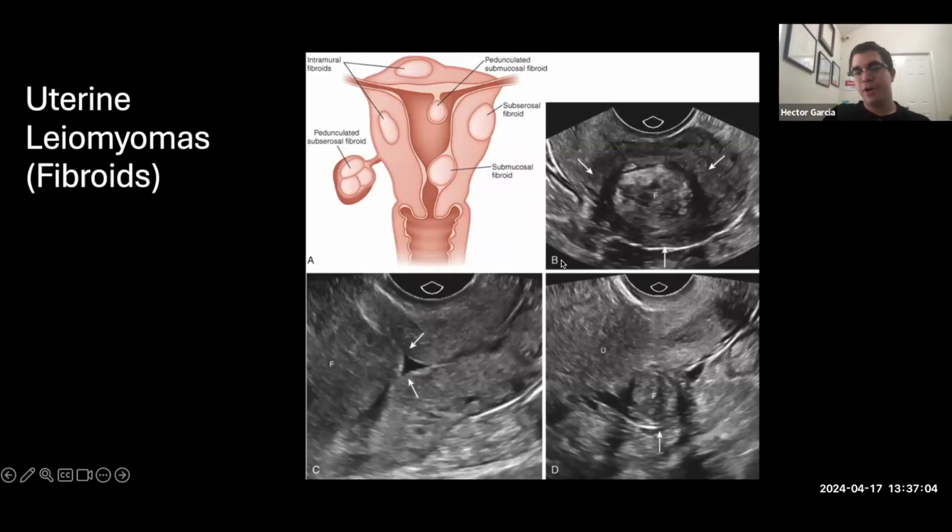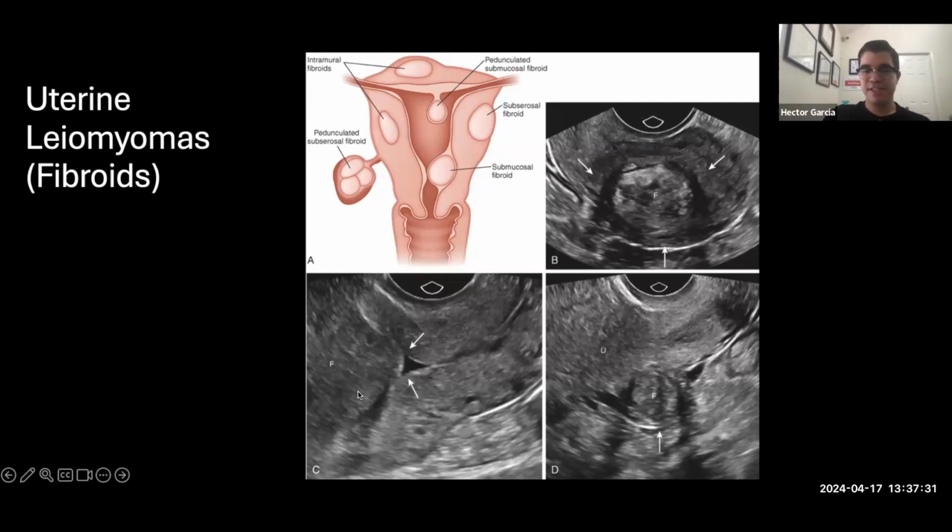Now, in B, we have the intramural because it's within the myometrium, as we can see with the white arrows. These fibroids can sometimes grow bigger than their blood supply, so they may necrose and calcify. So they start getting necrosed and wider, and you can see some of this calcification on ultrasound.